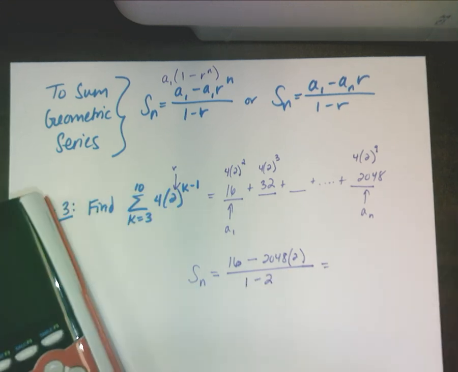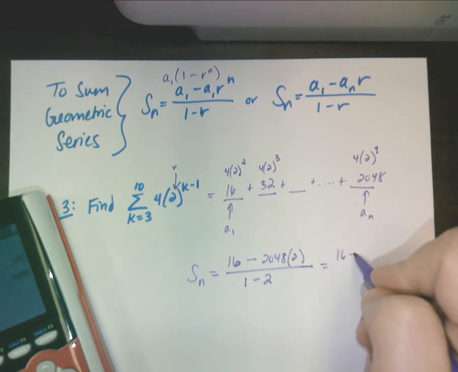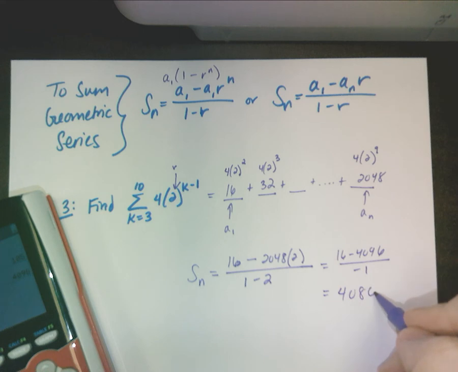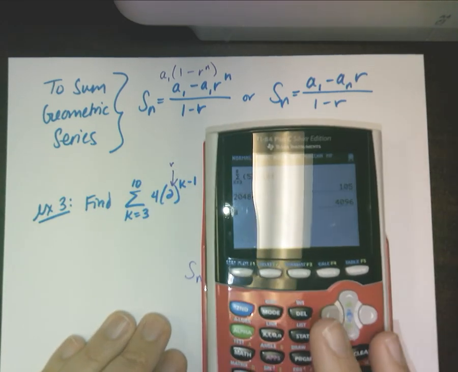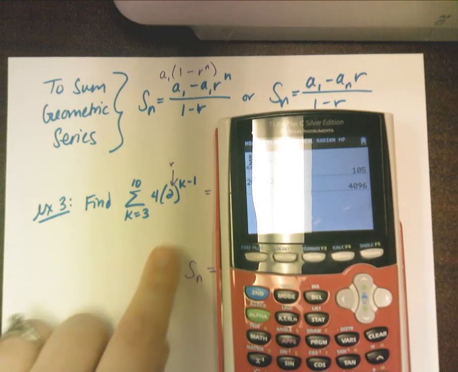So using my handy dandy calculator, 2048 times 2 is 4096. 16 minus 4096 divided by -1 would be 4080. Now let's check and see if I can do it on my calculator. Sorry for the glare. Will that go away? No. I'm going to put this into my calculator.